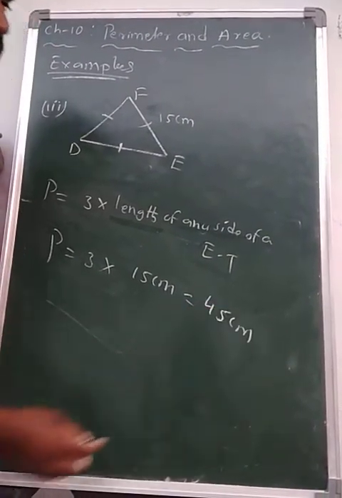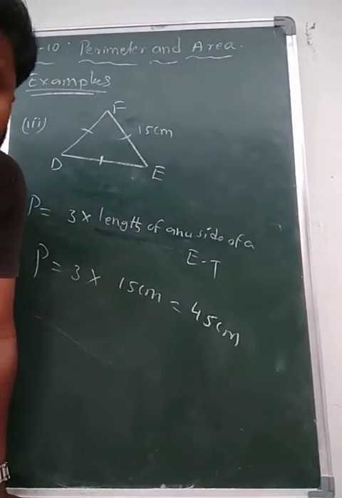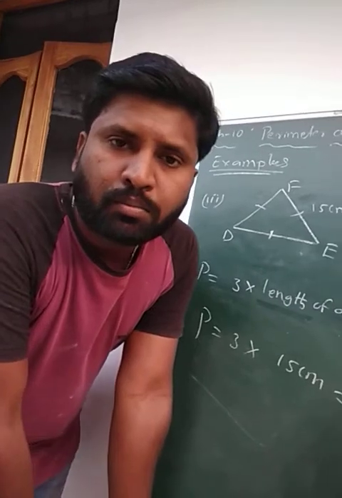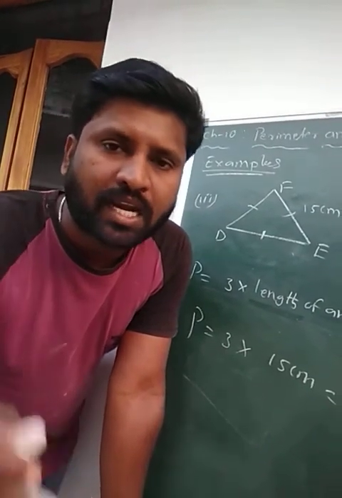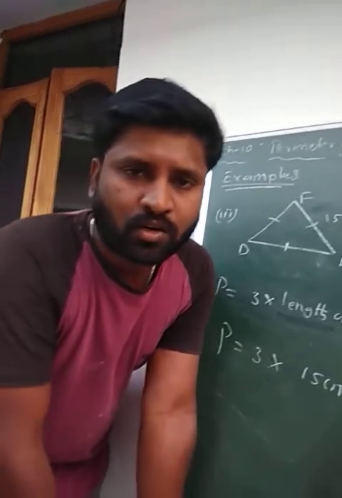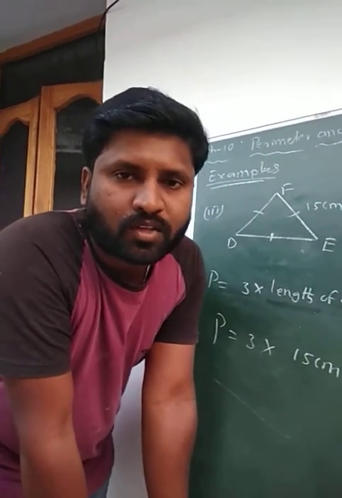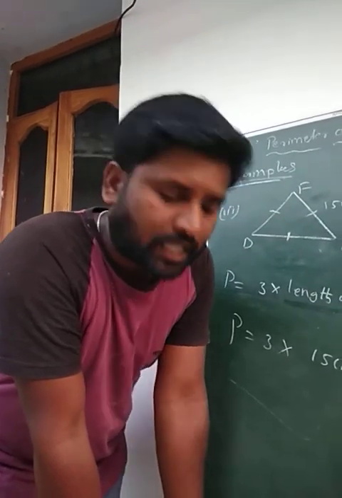Okay students. So for regular polygons we use these formulas. For non-regular polygons, by simply adding the sum of all sides of the polygon we can find the perimeter. Okay. So take your own examples and try to find the perimeter. Thank you students.